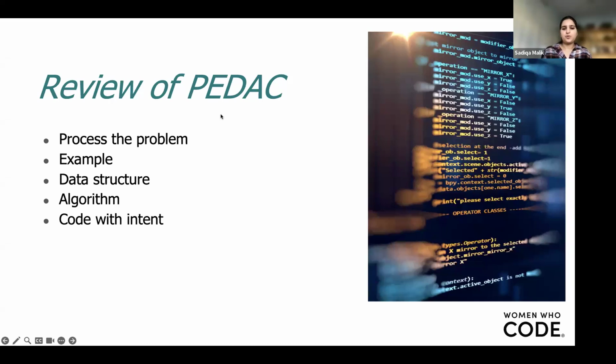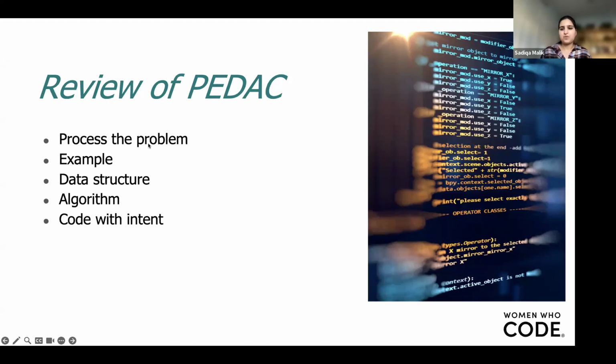PEDAC is an approach that you use mainly for writing your code. It could be during development or developing your automation scripts, right? So what does it consist of? The first point in PEDAC stands for problem, right? So you have to process the problem, understand the problem in hand. What are you trying to solve? That is the first step. And you could consider the example, data structure and algorithm under processing the problem itself.